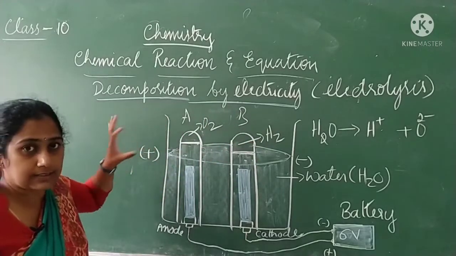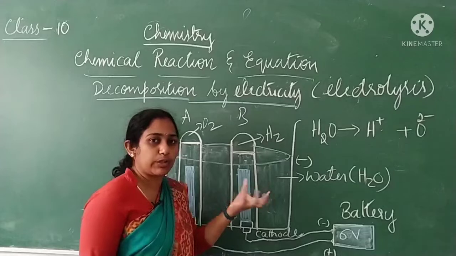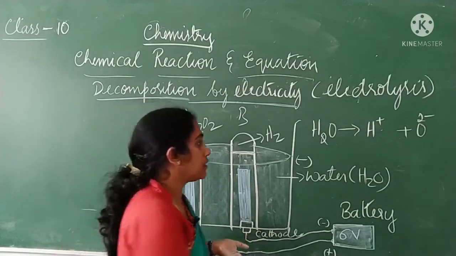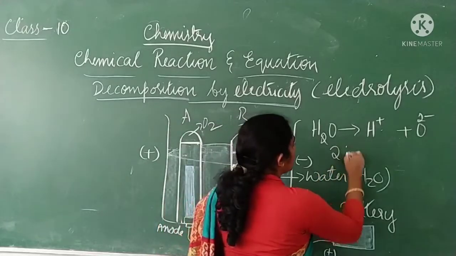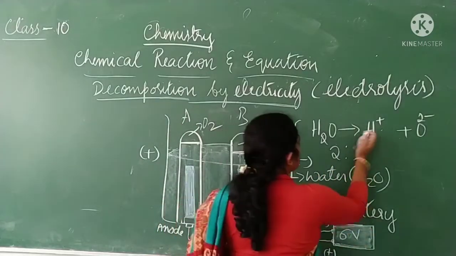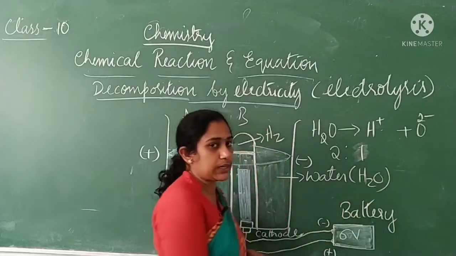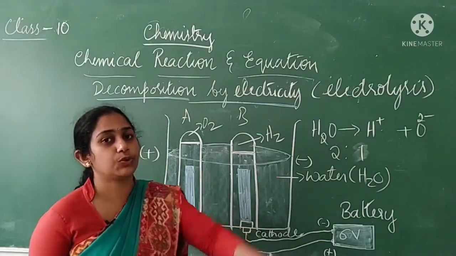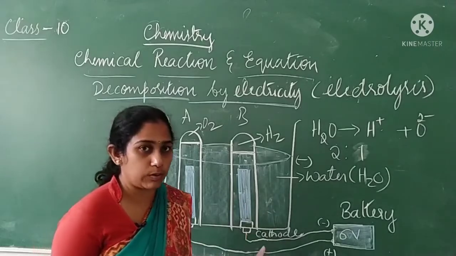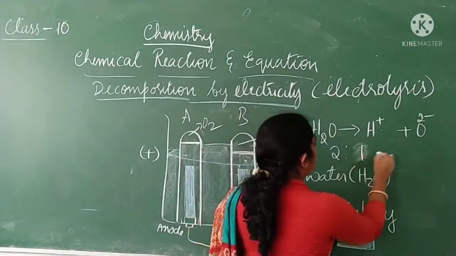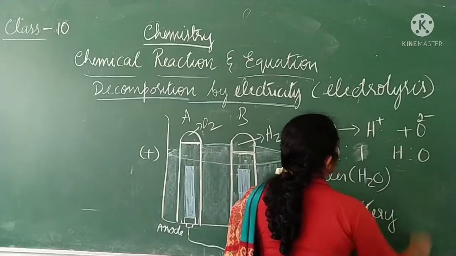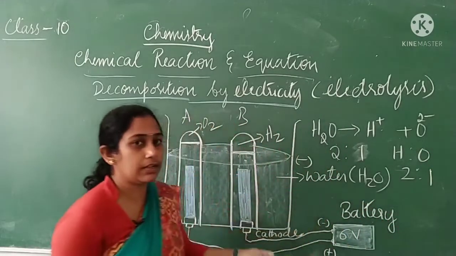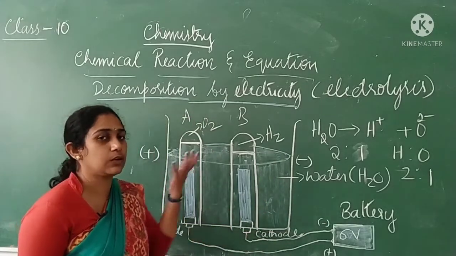Why it is in this manner is because in a single water molecule, hydrogen and oxygen atoms are combined in the ratio of 2:1 by quantity. So they may ask you in the exam, what is the ratio of hydrogen to oxygen in a water molecule? It is in the ratio of 2:1. So hydrogen is to oxygen in the ratio of 2:1. So double the quantity of hydrogen is present in a water molecule.